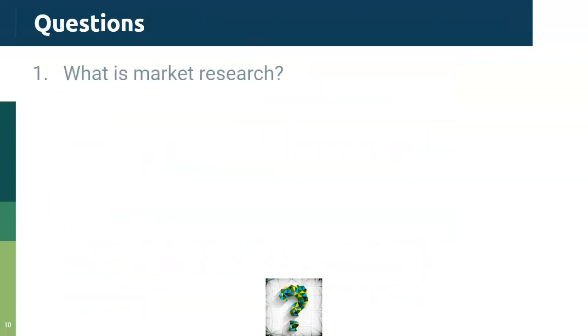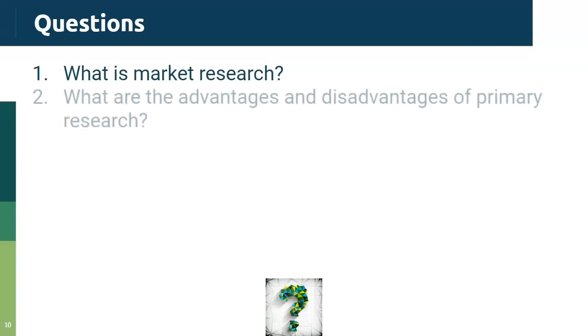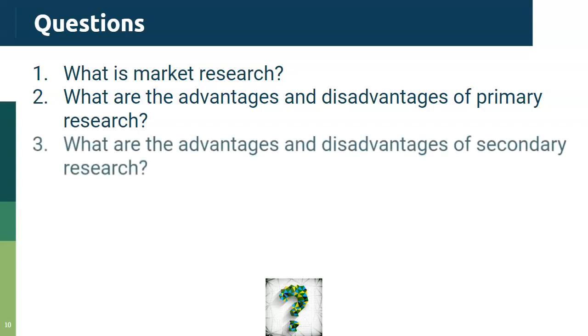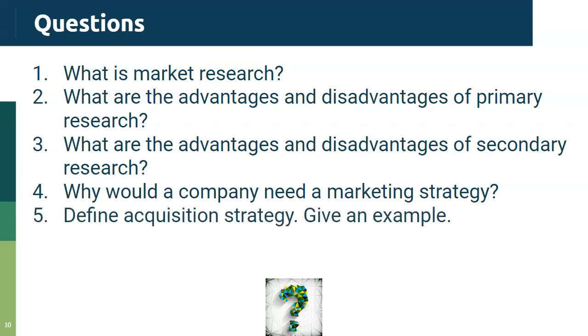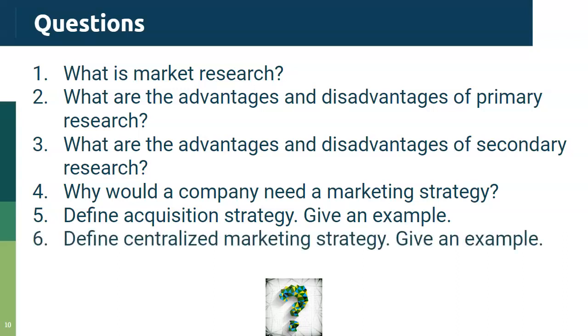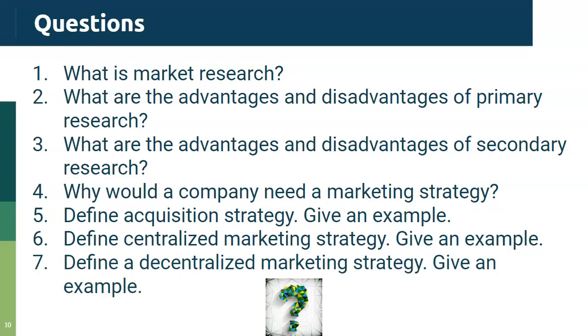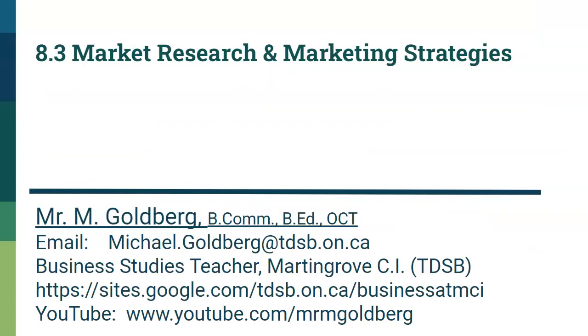Okay, on to the questions. What is marketing research? What are the advantages and disadvantages of primary research? What are the advantages and disadvantages of secondary research? Why would a company need a marketing strategy? Oh my goodness, you should know that by now. Define acquisition strategy and give an example, other than the one that you were given here, of course. Define centralized marketing strategy and give an example of that. And define decentralized marketing strategy and give an example of that.